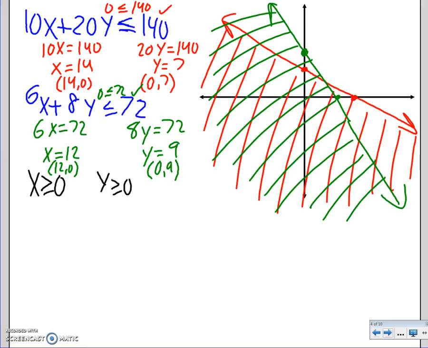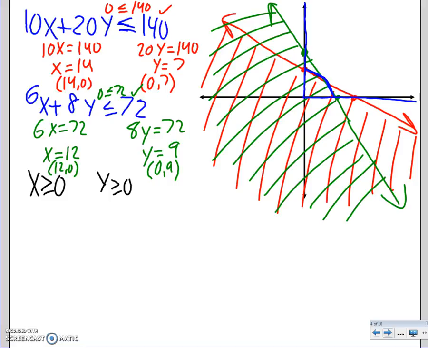Alright, now, the last two: x has to be positive, greater than 0, y is positive. That just kind of blocks us off to everything right of this line and everything above this line. So you want to see, here's our little region here. I don't need the whole graph. I just need this part.